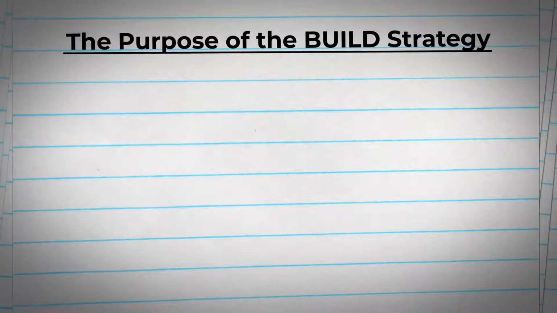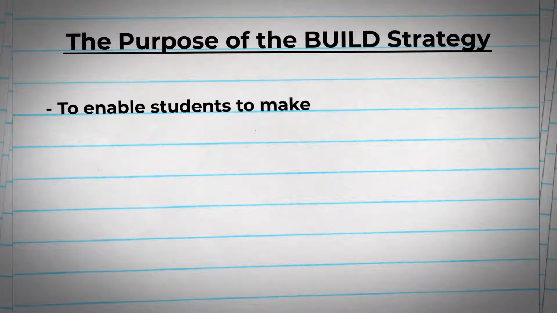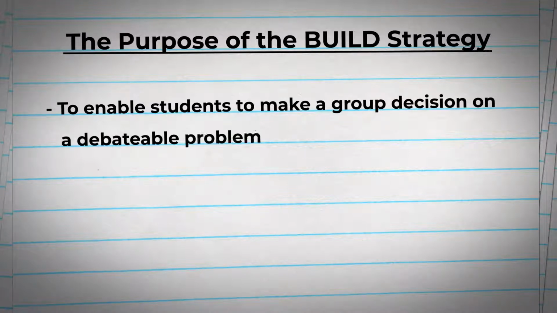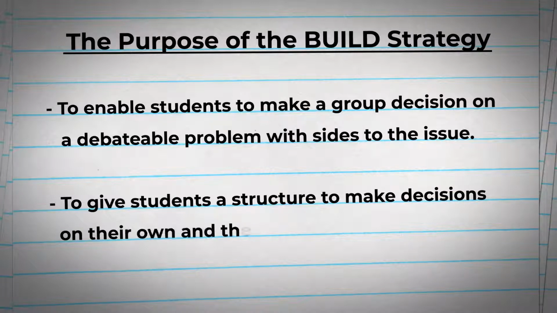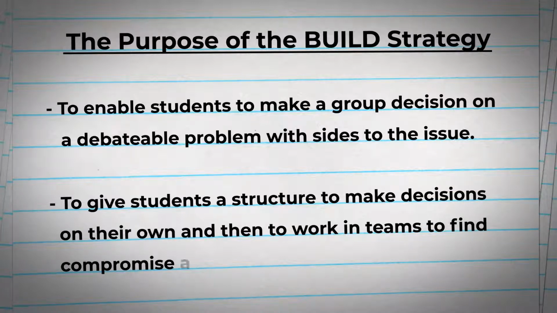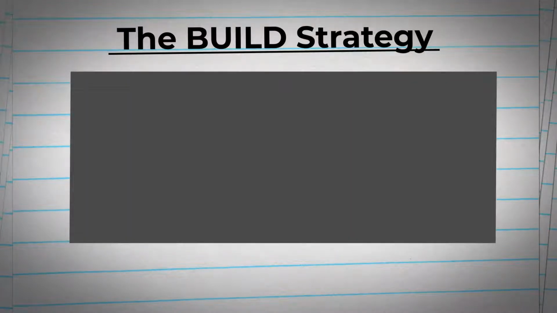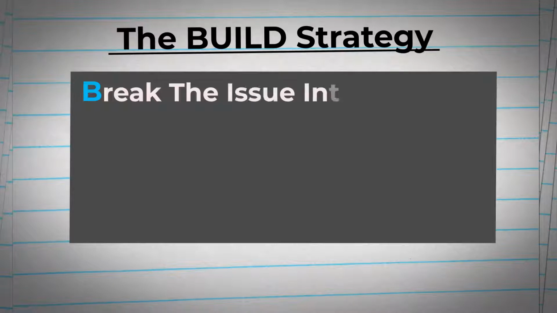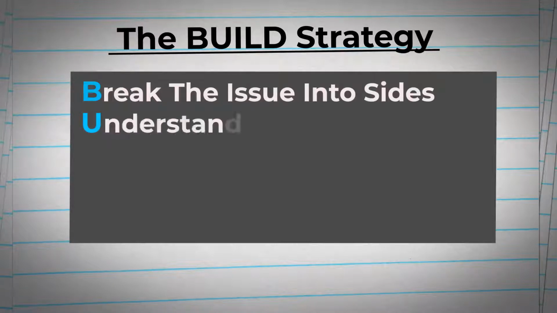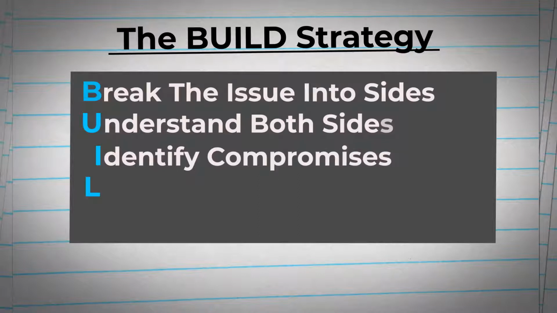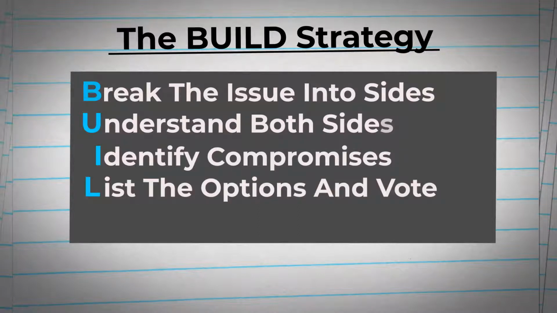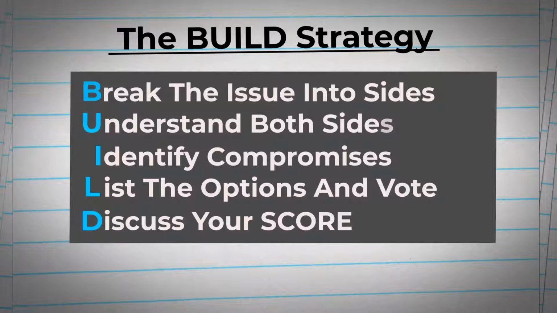The purpose of the build strategy is to help students to make a group decision on a debatable problem with sides to the issue. The strategy guides them on how to make decisions on their own and then to work in teams to find a compromise and a solution. The build strategy steps are B, break the issue into sides, U, understand both sides, I, identify compromises, L, list the options and vote, D, discuss your score.